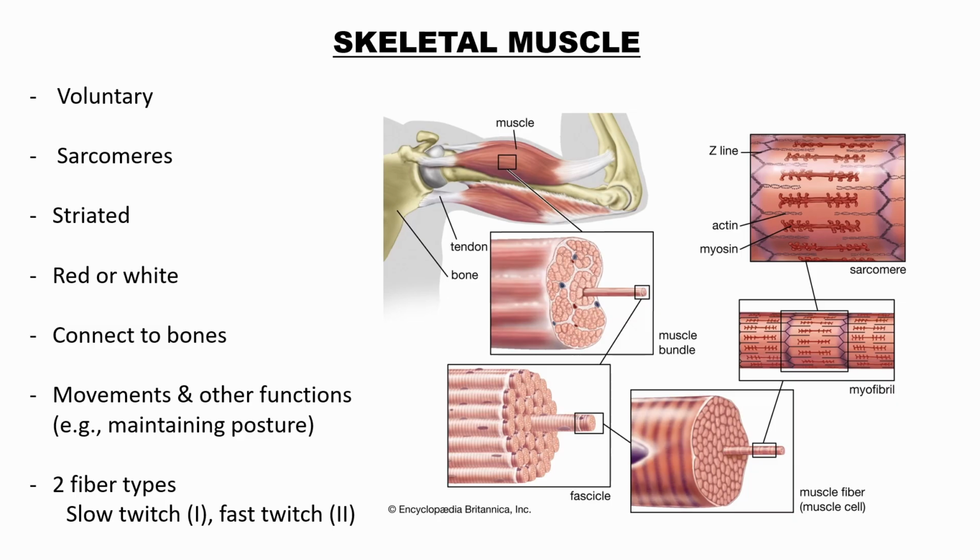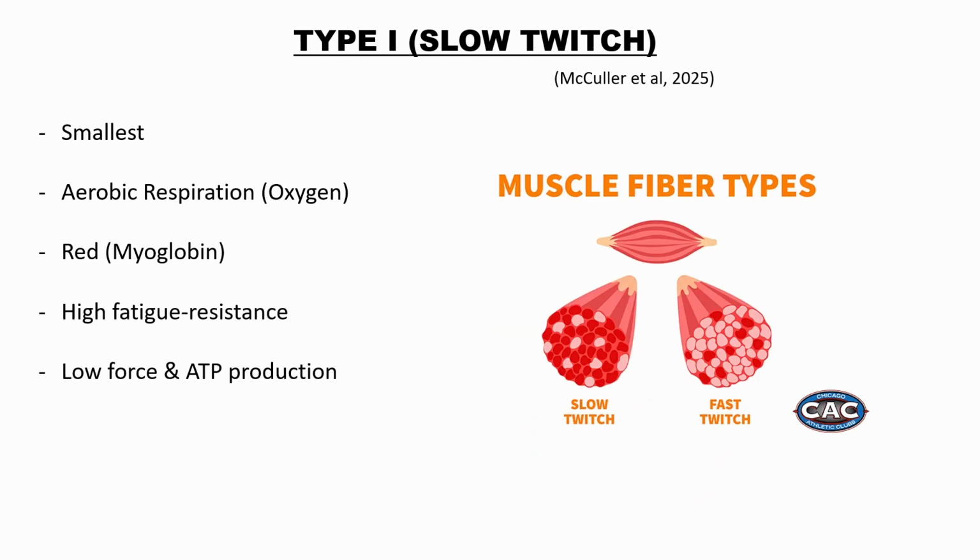It also contains sarcomeres. It's striated. It can be red or white. It's connected to bones, which allows movements and other functions, such as maintaining posture. And there are two fiber types: slow twitch type 1, and fast twitch type 2.